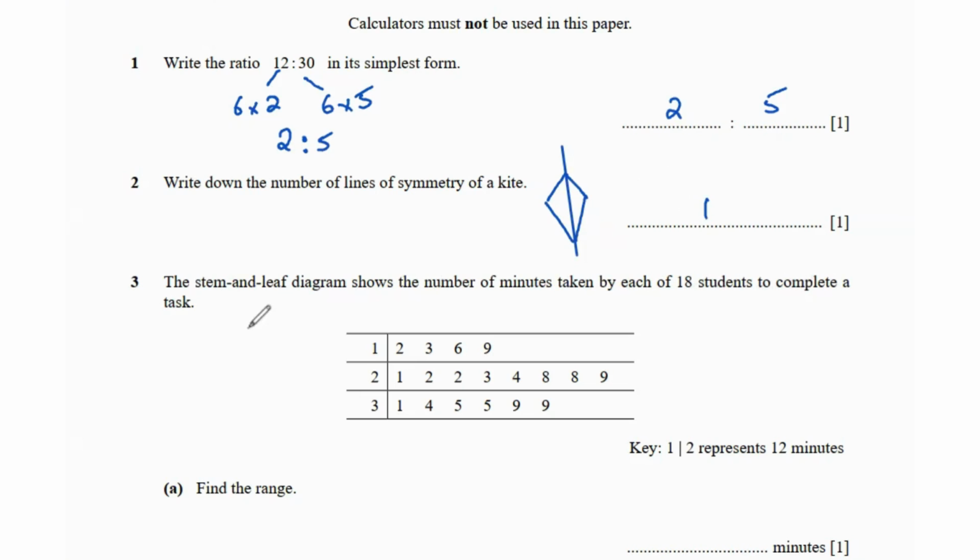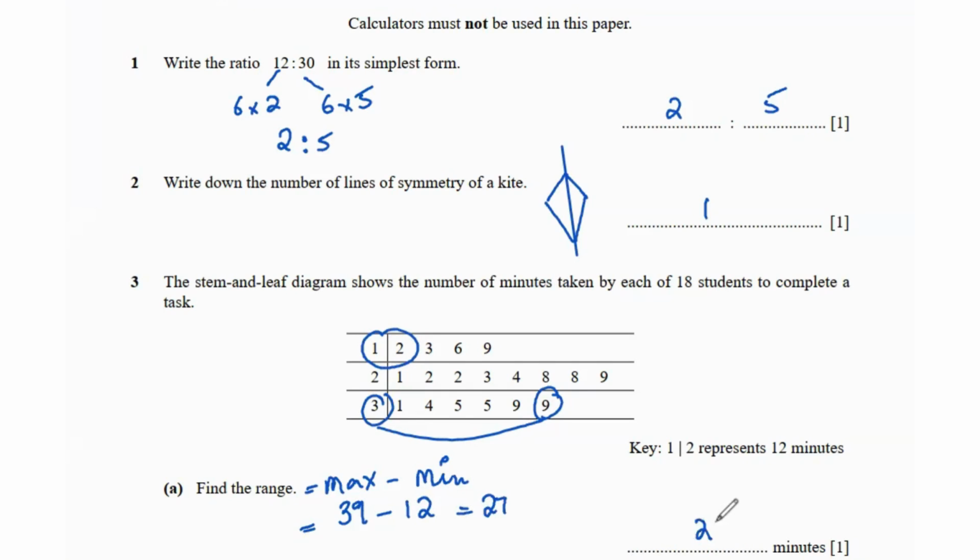Then it says the stem and leaf diagram shows the number of minutes taken by each of 18 students to complete a task. Find the range. So range is the difference between the maximum and minimum value. The maximum we can see is 39, and the minimum is 12. So 39 minus 12 equals 27. That's your range.